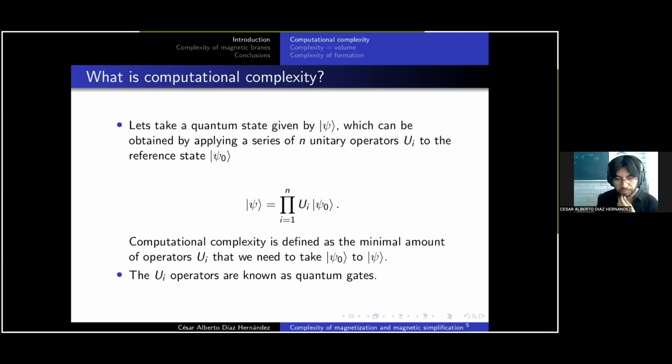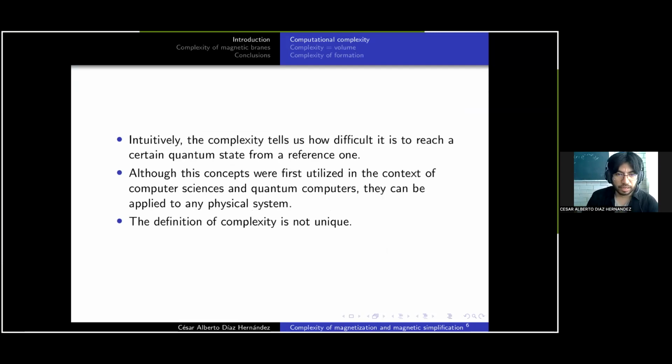Intuitively, as I told you before, you can think of this as how difficult it will be for you to accomplish this new state, right? If you need to apply more operators, it will be more difficult for you, right? So the intuition we gain is that this complexity tells us how difficult it is to reach this quantum state, right?